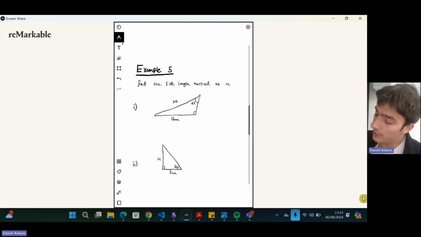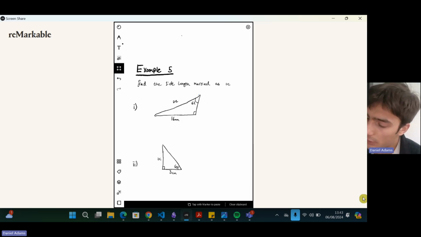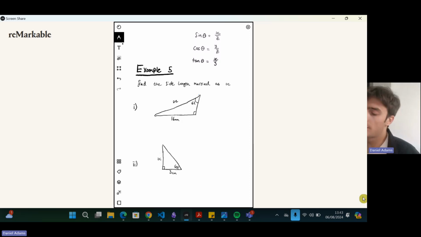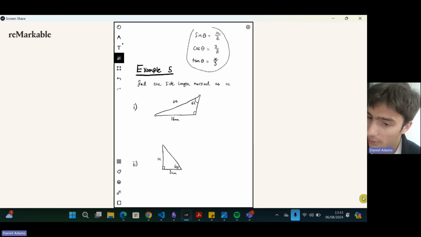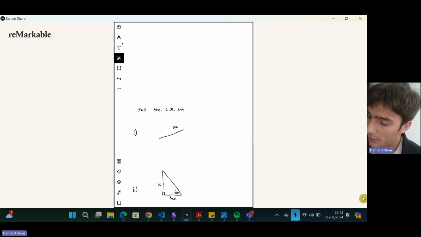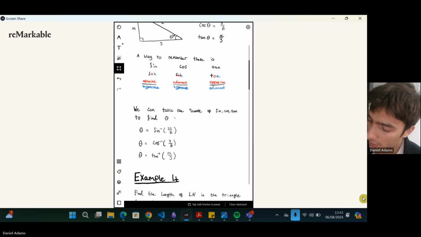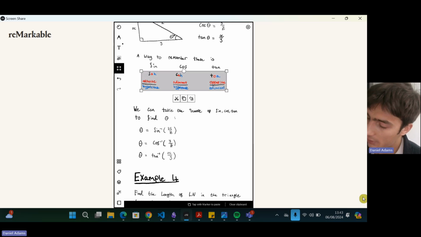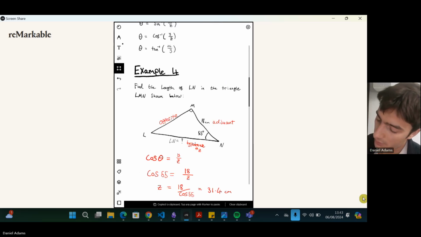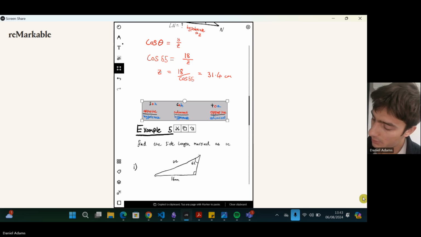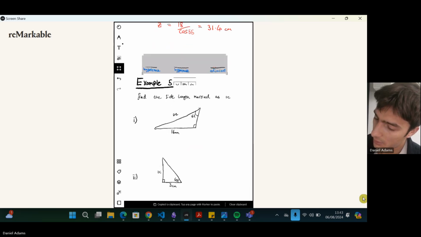So here we're asked to find x. So again, let's do the same thing. Let's actually just put here our formula so we remember. In fact, let's copy this. There we go.